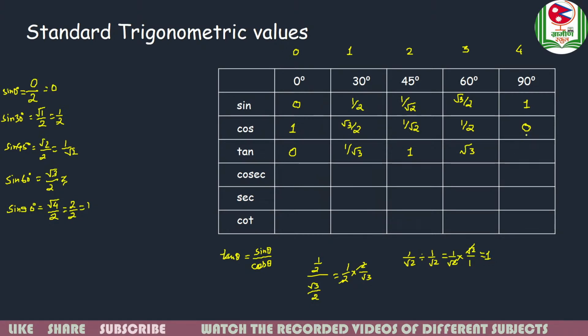And here, what will be tan 90 degree? Tan 90 degree means sine 90 degree upon cos 90 degree. Sine 90 degree is equal to 1, but cos 90 is 0. And this is undefined or indeterminate form. So we write here undefined. Anything divided by 0, the result is undefined.